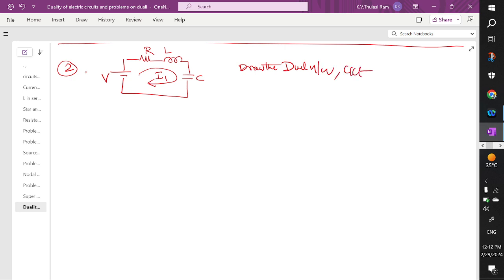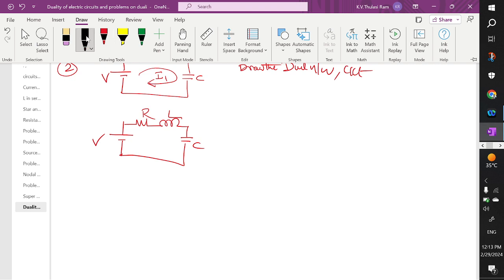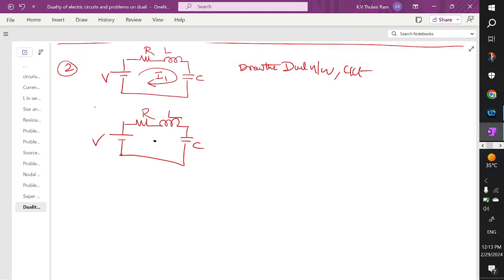So you see here how to draw: redraw the same network with R, L as well as C. This is V, R, L, C, and replace this current I1 with a node. How many currents are there? Only one current, therefore only one node, and try to mark a reference node at the bottom. So current I1 is touching voltage source V1, resistor R, inductor L, capacitor Farad.